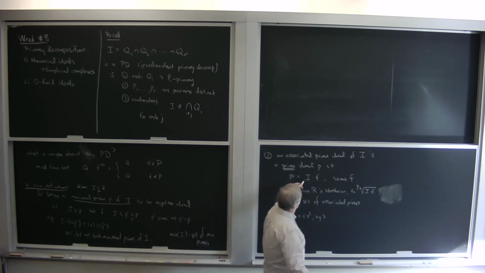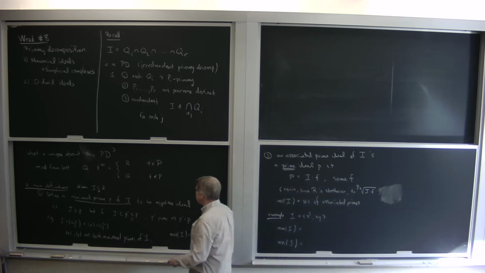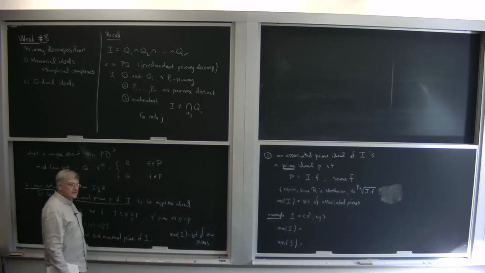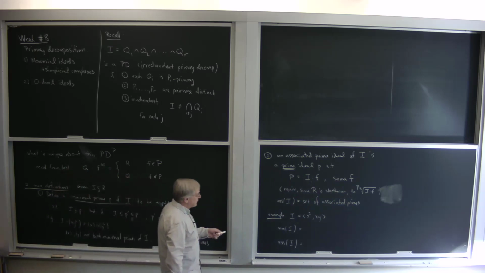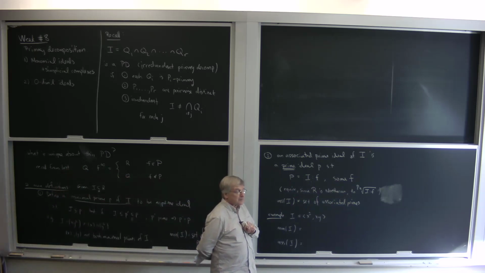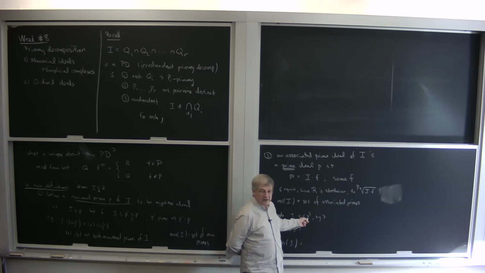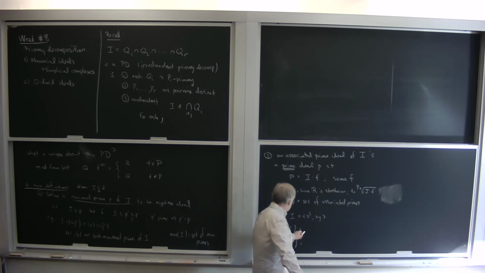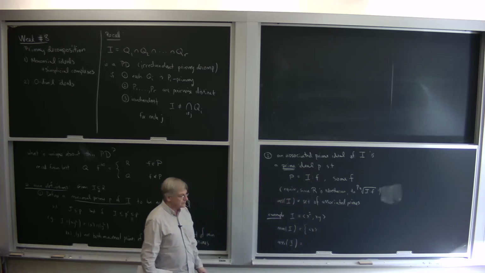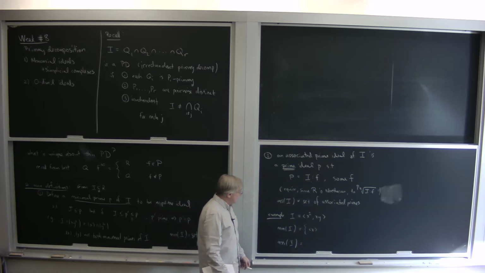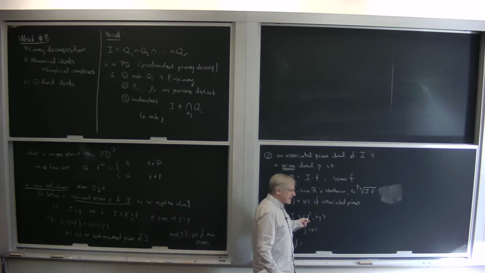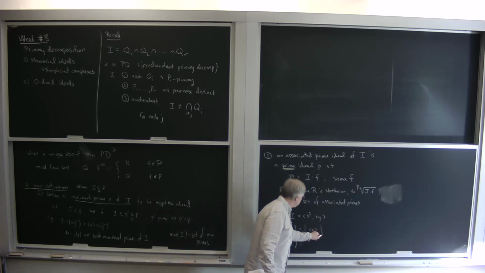We want the smallest prime ideals that contain I. If a prime ideal contains x squared, it has to contain x. So in fact, one of the primes is the ideal generated by x. Any others? Actually, no, not for minimal, because since x squared is in there, any other prime that contains I will have to contain this ideal. So that's really the only one.